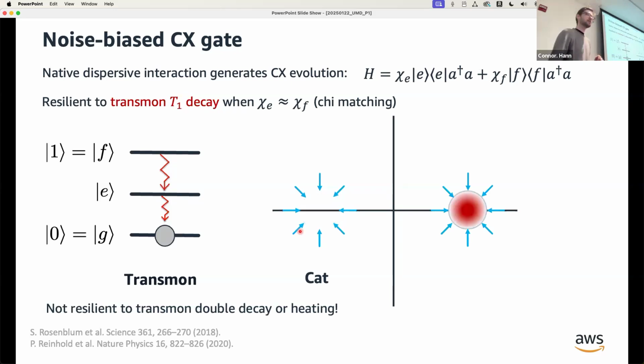Now, that said, this gate is not going to be robust to higher order error mechanisms, things like double decay in the transmon, where you decay first from F to E, then E to G. And these higher order or low probability processes are ultimately going to place a limit on the bit flip rate of the cats. That's going to place a limit in turn on the performance of the repetition code, as I'll show. But at least to leading order, we should be protected from the dominant errors in the transmons.